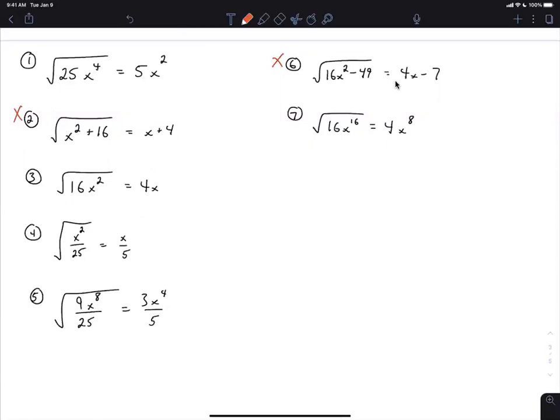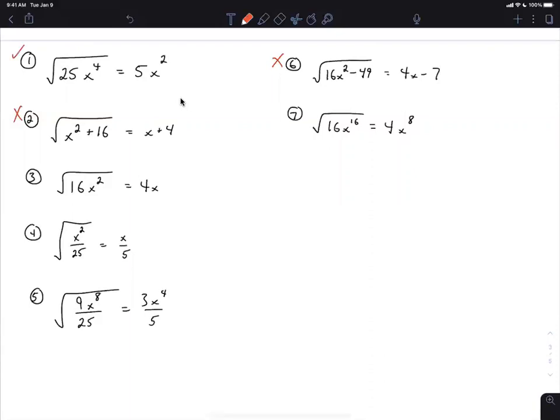And same thing over here. So the point on 2 and 6 is that you cannot take the square root of both parts when it's addition and subtraction. Does that make sense to everybody? Okay, what about when it's multiplication and division? Can you take the square root of each part? Yes. So when you're doing square root and it's multiplication or division, you can do that.